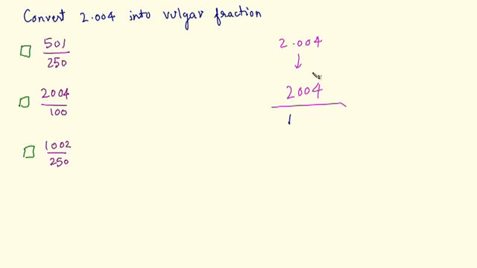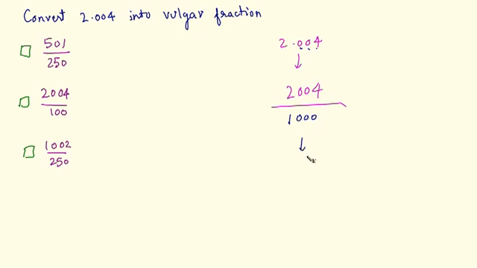So what number of zeros? Let's count the numbers after the decimal point. So here are 1, 2 and 3 numbers after the decimal point. So I would put 3 zeros after 1. So 1, 2 and 3. So this is 2004 divided by 1000.